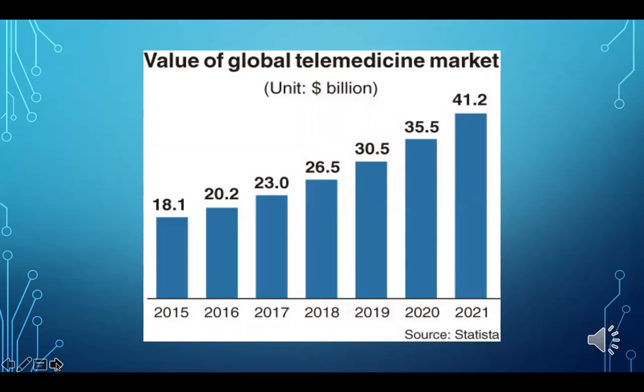So this graph shows the value of the global telemedicine market. On the left side, we see in 2015 the value is about 18.1 billion, and the number increased in 2016 by about 2 billion, and in 2017 the number also increased by about 3 billion. But as we see also in 2018, about 3.5 billion. But if we look at the right side, the number is increasing more and more.